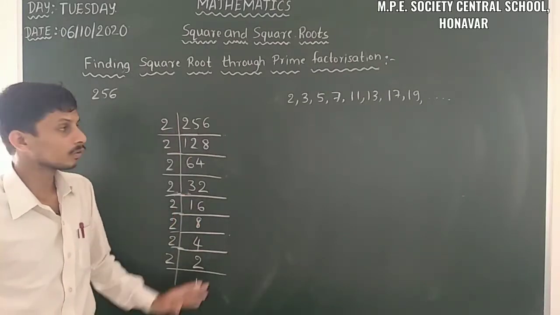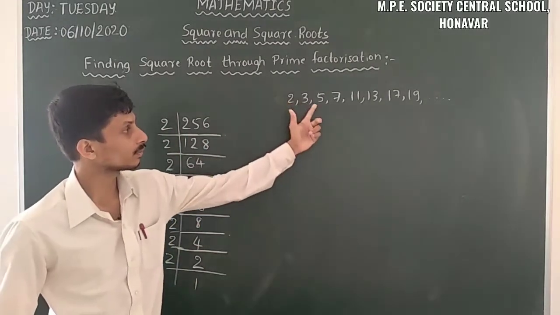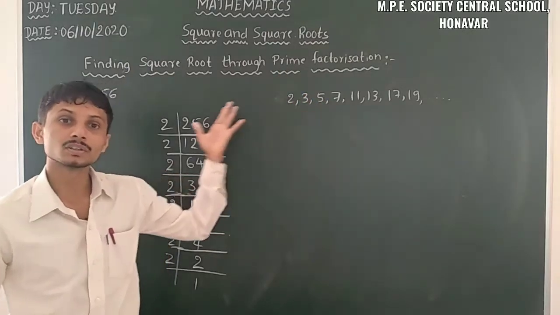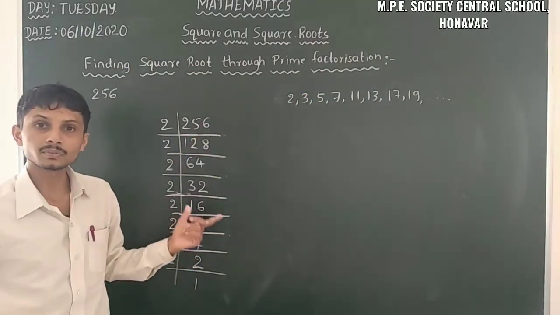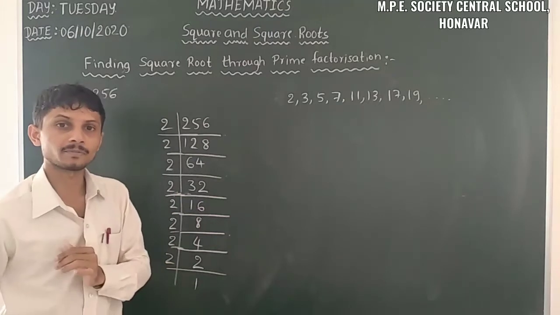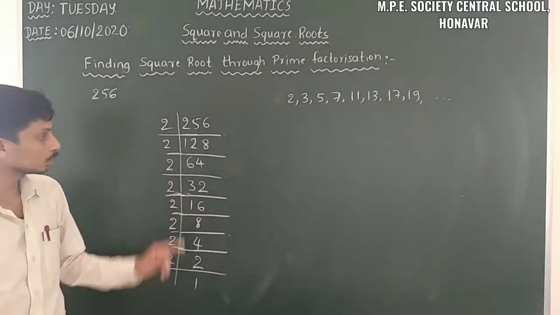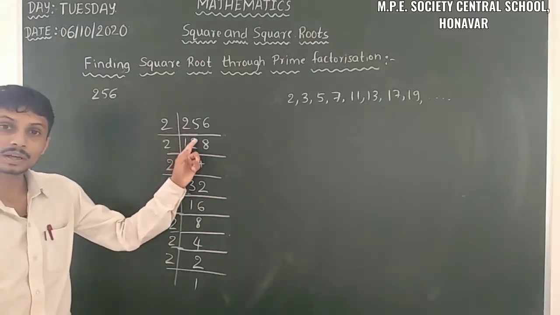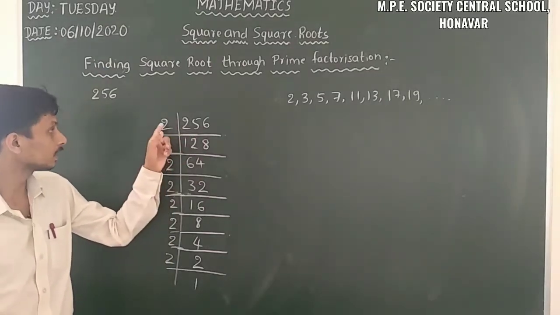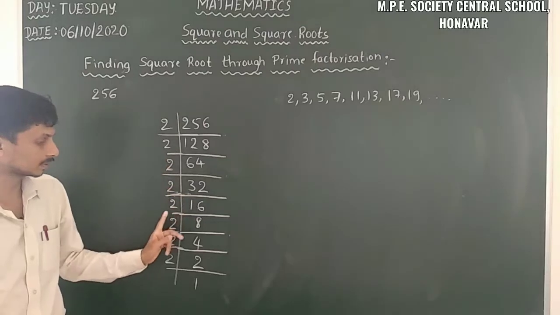So you can take 3 also, you can take 5 also, you can take 7 also, according to the numbers we got after each prime factorization. Then what we have to do here? You have to express 256 as the multiplication of all these factors.